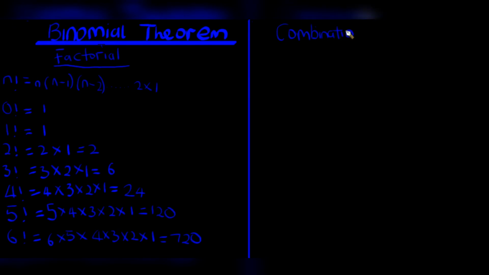What is the combination? As per the mathematical definition, the combination can be defined as the selection of items from a collection without considering the order of selection. You are selecting items from a collection randomly, right? You are just taking a random selection.